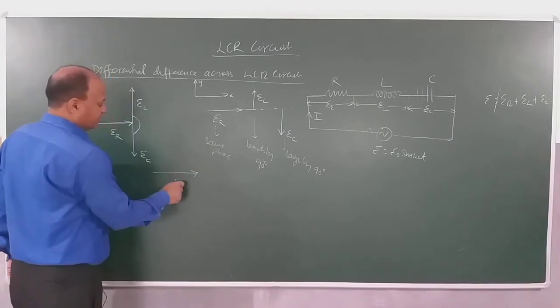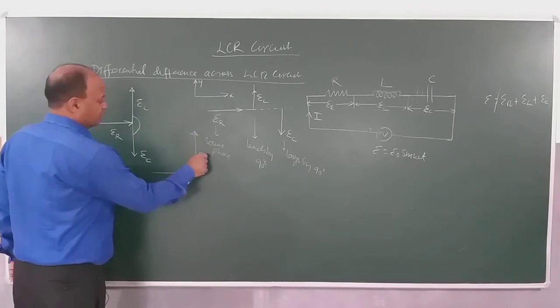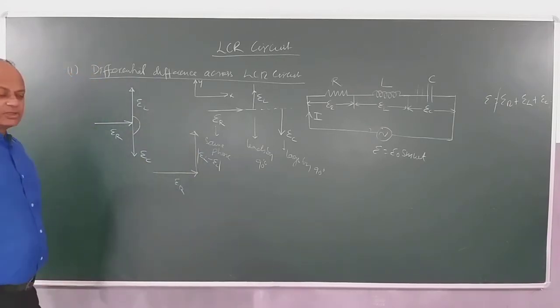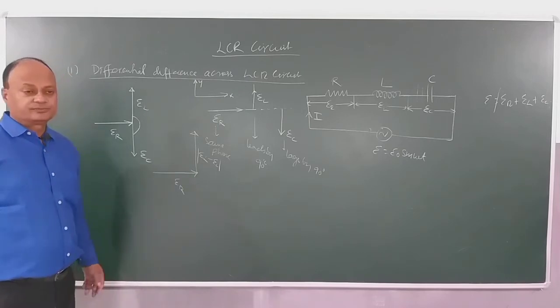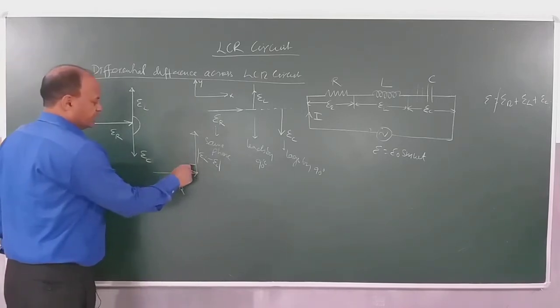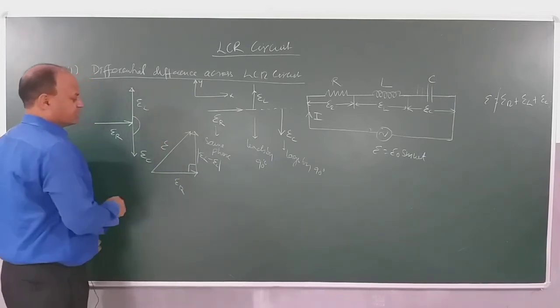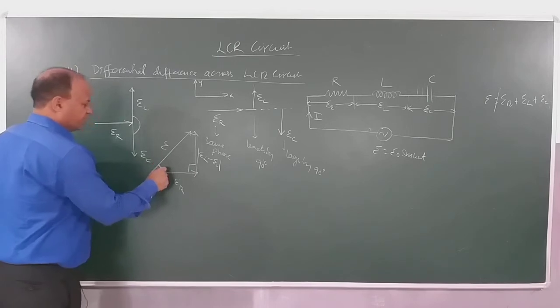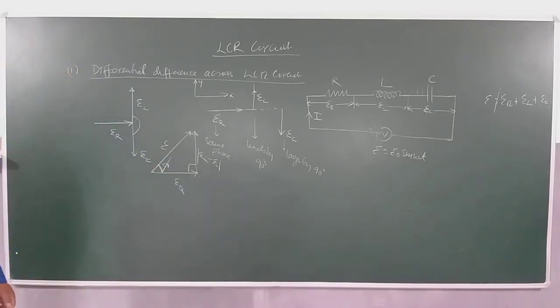Finally, this is ER. And how much is this? This is EL minus EC. I am denoting it by the absolute sign because we do not know which is more. And this angle is what? 90 degrees. And now this will be the net potential difference across the LCR circuit. And this angle which you are seeing is called the phase angle, and we denote it by phi. Clear?